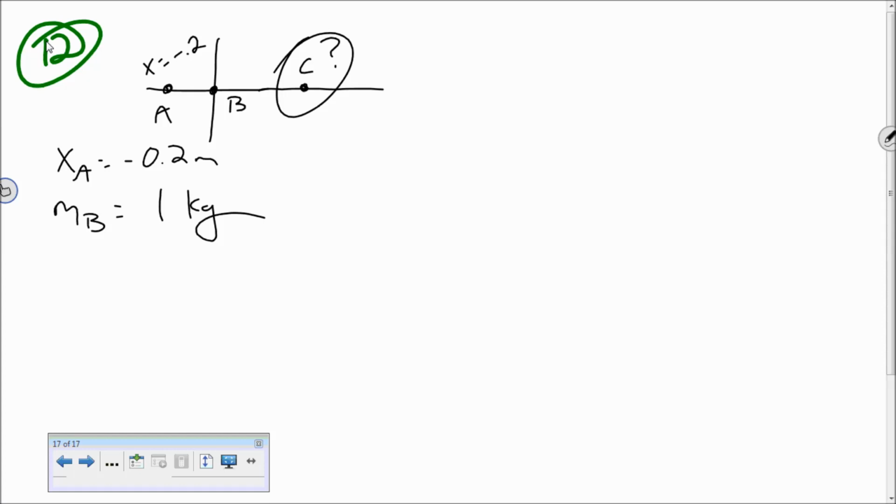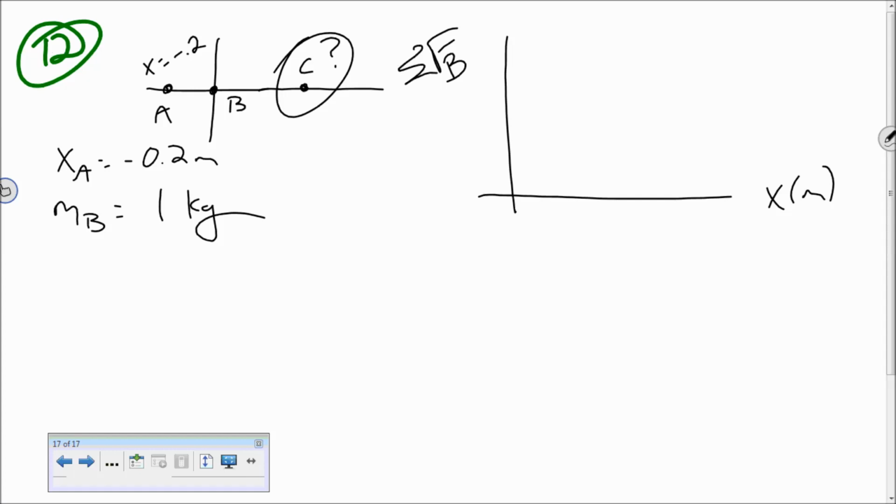Okay, so, holy cats. So here's our graph. So this represents our position in meters. This force over here is the force on particle B. So I'm going to put a little b there just so that we understand that that's the net force on object B.